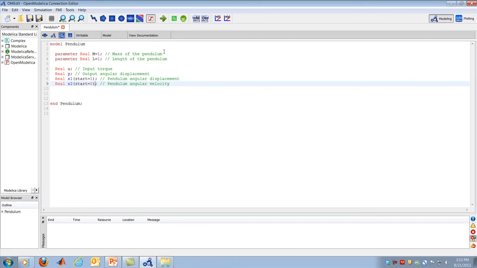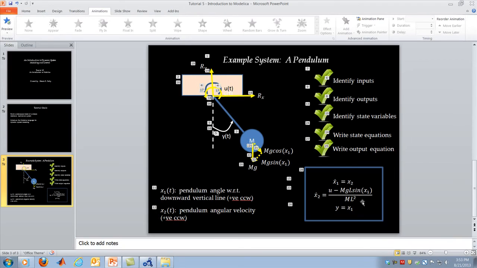At this point, I'm done specifying all of my variables and all of my parameters. The only thing that's left is for me to specify the equations governing this pendulum. Literally my state and output equations, literally my state space model. So I open a new section of code that starts with the word equation. And now I'm going to say, well, my governing equations are x1 dot is equal to x2, x2 dot is u minus mgl sine theta divided by ml squared, and y is equal to x1. The operator for a derivative with respect to time in Modelica is der.